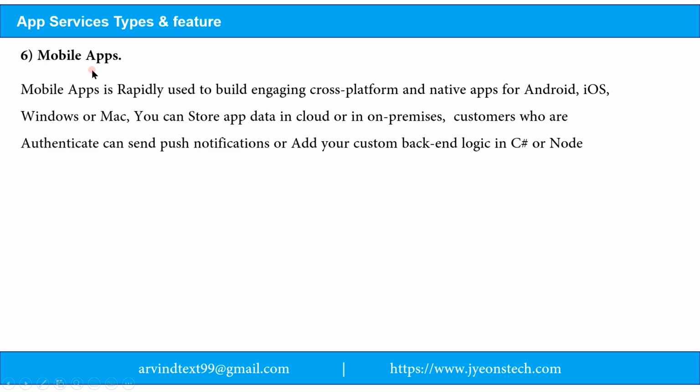So next is Mobile App. Mobile App is used to rapidly build engaging cross-platform and native apps for Android, iOS, Windows, or Mac. You can store app data in the cloud or on-premises. Authenticated customers can receive push notifications, or you can add your customer backend logic in C# or Node. So basically this is used for mobile apps.